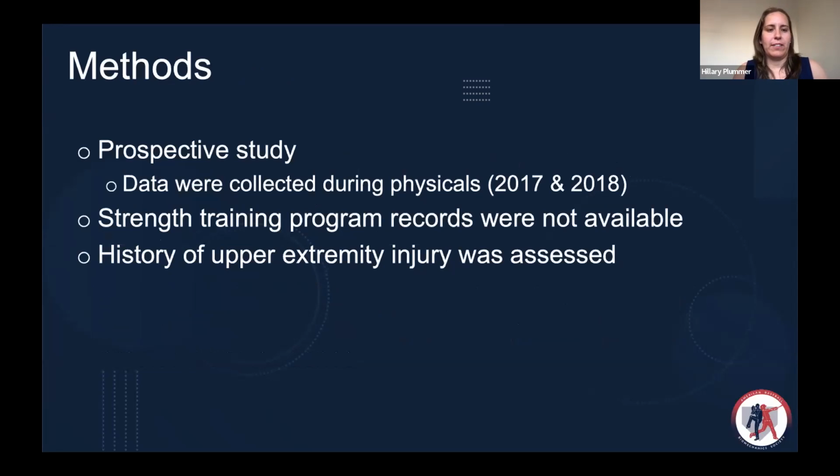So this was a prospective study. Data were collected during the preseason physicals in 2017 and 2018. We did not have access to strength training records. Those were not available to us. So it is possible that strength could have changed as they progressed through spring training and the season. And we did assess history of upper extremity injury as well, because that's a known risk factor for injury.